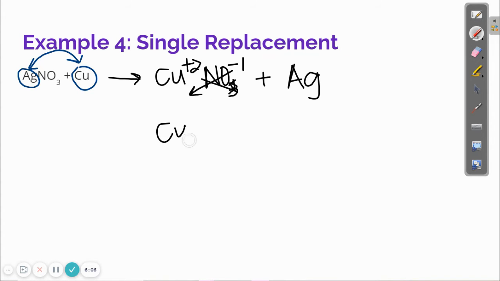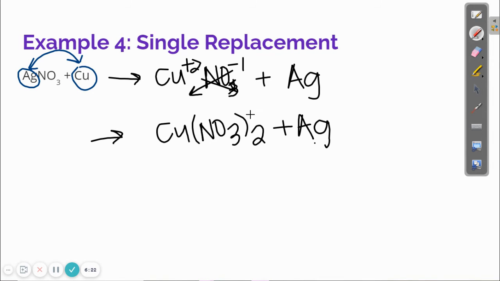So that means this is going to become Cu, and then the nitrate goes in parentheses, and we're going to put a 2 on the outside because we crisscrossed. So your final answer would be this guy as your products: copper 2 nitrate plus silver.